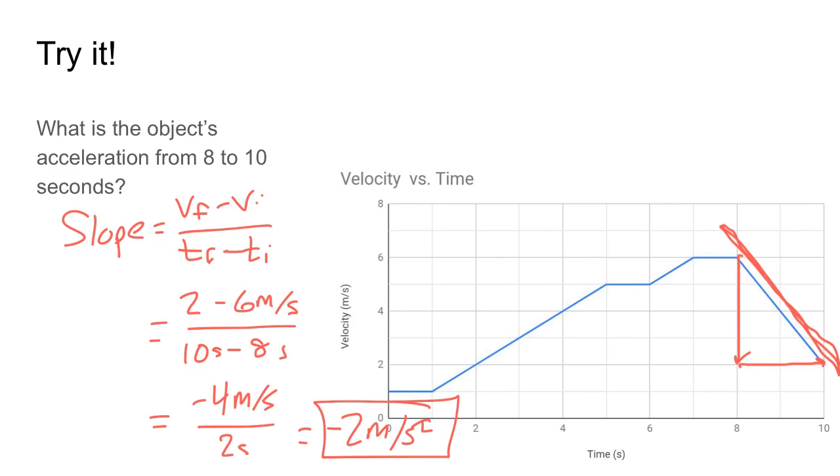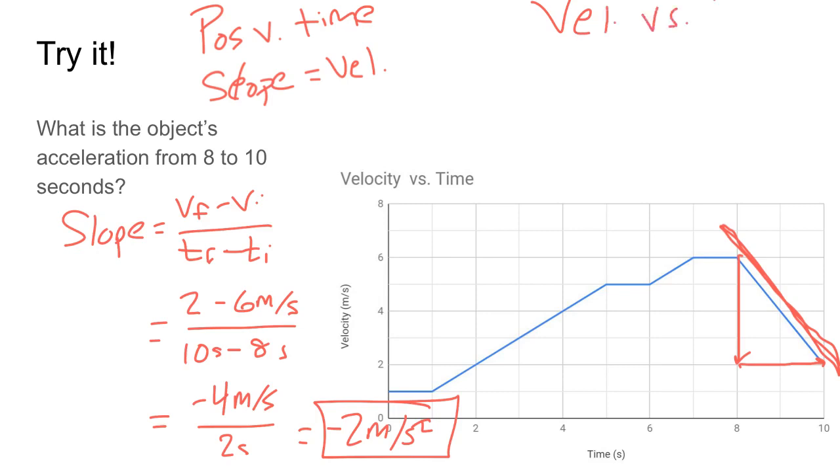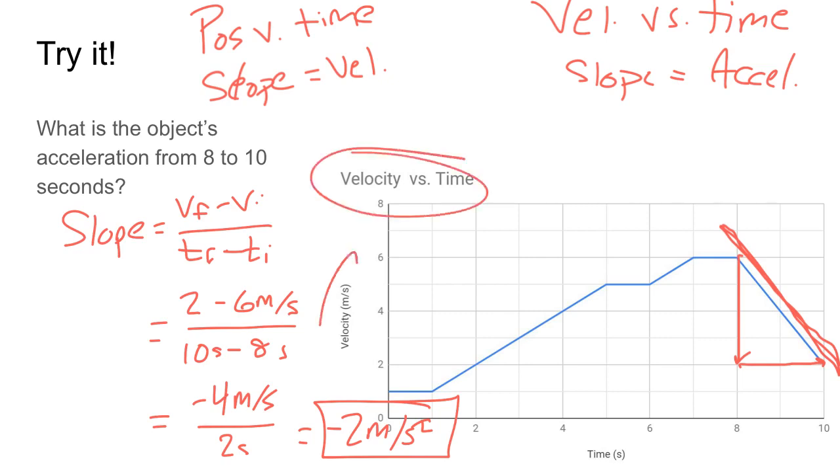And so hopefully by the end of this lesson, you should be able to use a velocity versus time graph to describe an object's motion. Remember that for position versus time, the slope equals the velocity, and for velocity versus time, the slope equals the acceleration. And so that key difference will be really important. The first thing that you should do is see is it a velocity versus time graph or a position versus time graph, and then go from there with describing the object's motion.